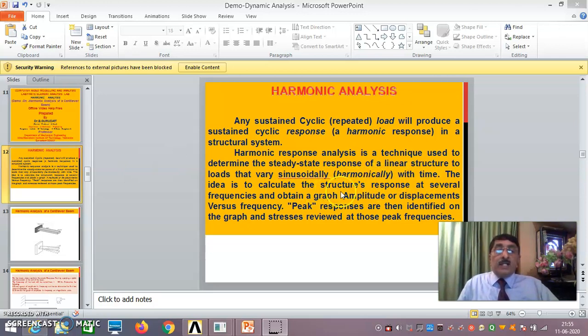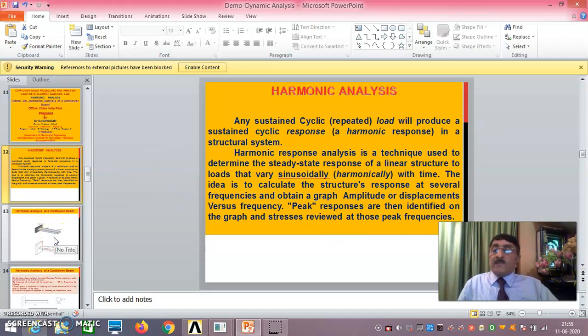The idea is to calculate the structure's response at several frequencies and obtain a graph of amplitude or displacements versus frequency. Peak responses are then identified on the graph and stresses reviewed at those peak frequencies. This is the basics of harmonic analysis. Okay, but I'll explain with reference to this sketch.